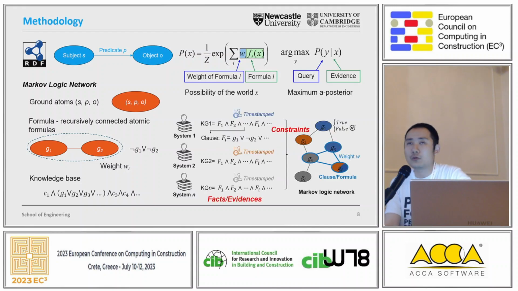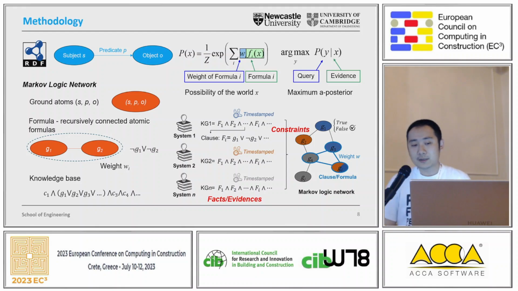What can this do for resolving the inconsistency under the scenario? We can see different databases as different systems. As I said, the knowledge graph can be represented in a clause form, which is the conjunction of different clauses. The clauses are disjunctions of different ground atoms.